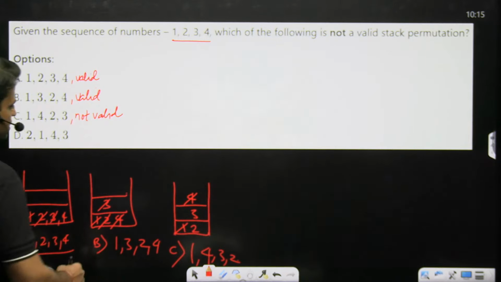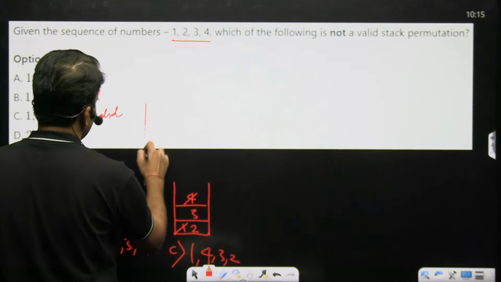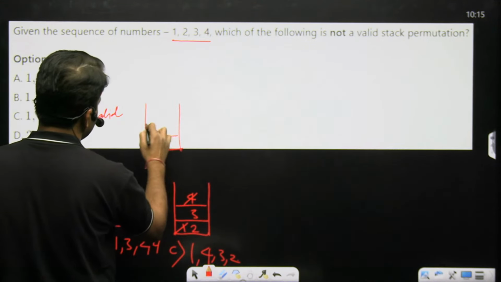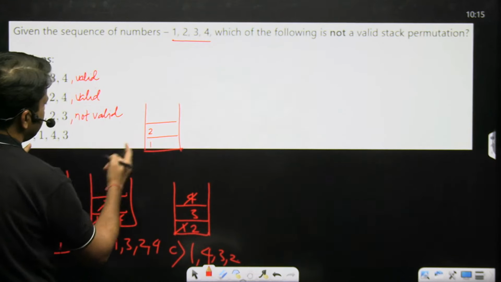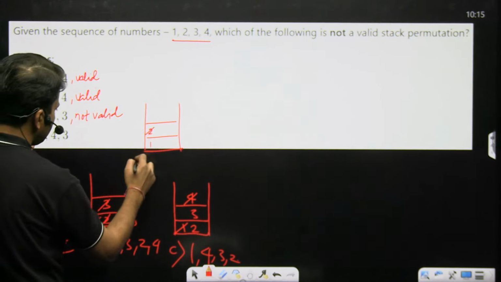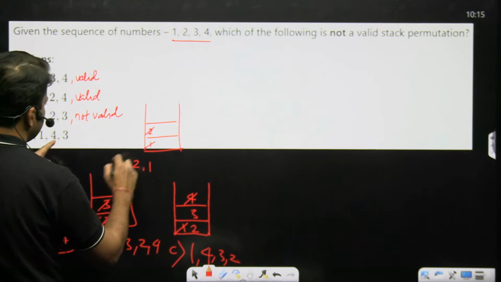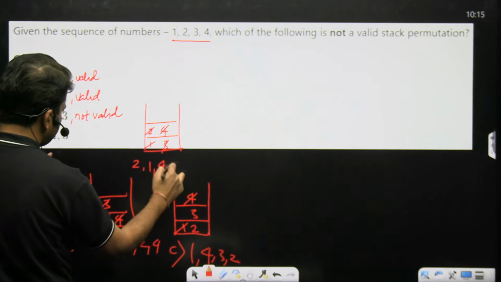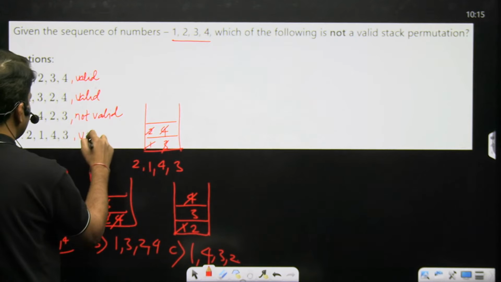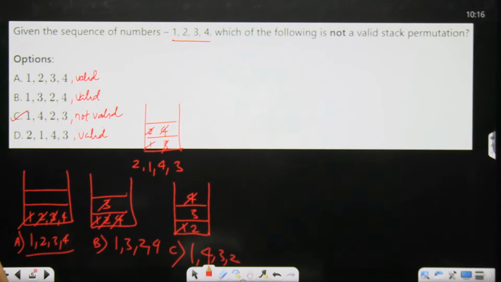What about this one? D. Is D possible? What about D? First push 1, then push 2, and then pop 2, and then pop 1, then push 3, then push 4, then pop 4, and then pop 3. So this is also valid. So what will your answer be? It will be this, because you have to answer which is not valid. So that's why C is the right answer for this question.